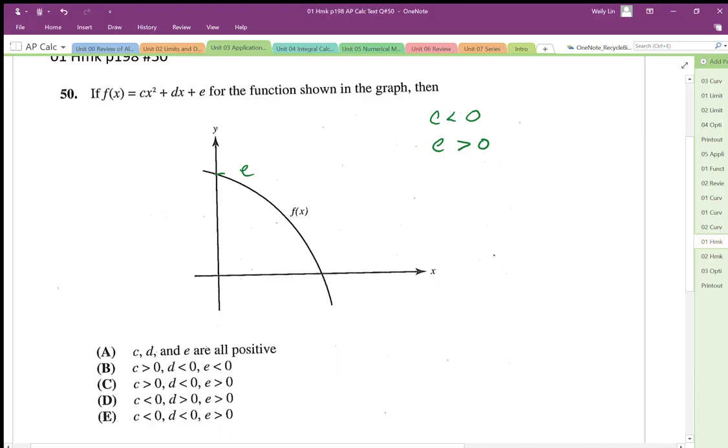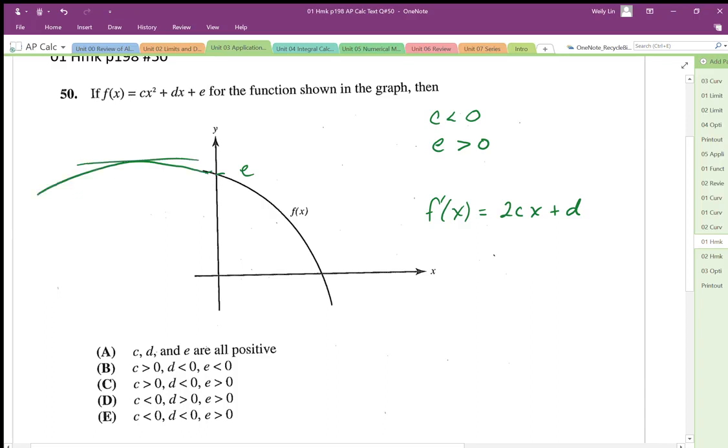The last part of this is d, and d has to do with the vertex. We could maybe use Vieta's formula to work this out, but we can also use some calculus here. So for the use of calculus, we can say that the derivative is equal to 2cx plus d. And what can we establish about this derivative? Well, we want to know where it's equal to 0, some horizontal tangent. If we continue this, it's going to look like that.